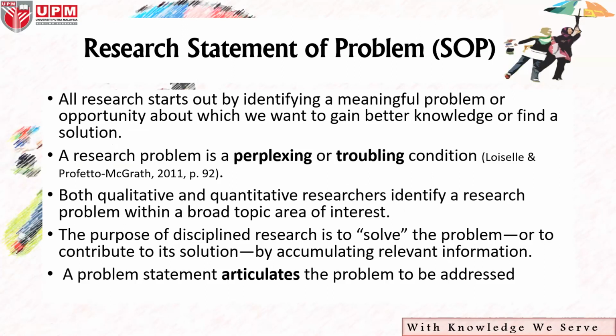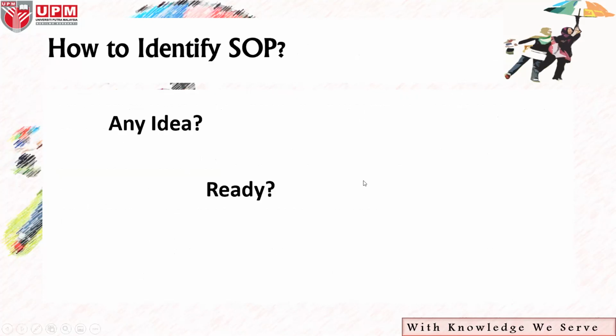So earlier we already found that before we start our study we already identified the gap that we want to address, but now we just translate it into written form. A research problem is a perplexing or troubling condition. Both qualitative and quantitative researchers identify a research problem within a broad topic area of interest. The purpose of disciplined research is to solve the problem or to contribute to its solution by accumulating relevant information. So a problem statement articulates the problem to be addressed. So how do we identify the problem?